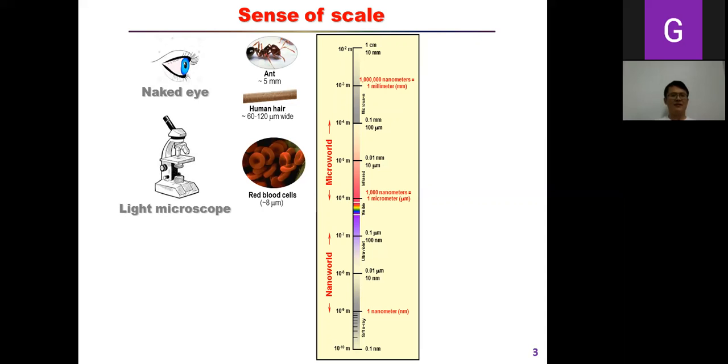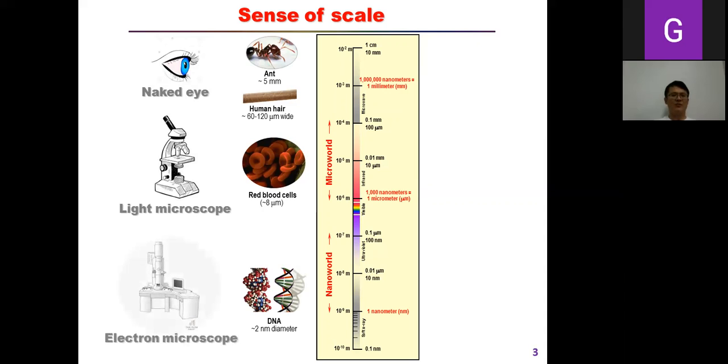As the dimension continues going down, we enter into a nanoworld. A DNA molecule has a diameter of 2 nanometers. It is so tiny that a light microscope cannot see it. We need to use an electron microscope to see it.